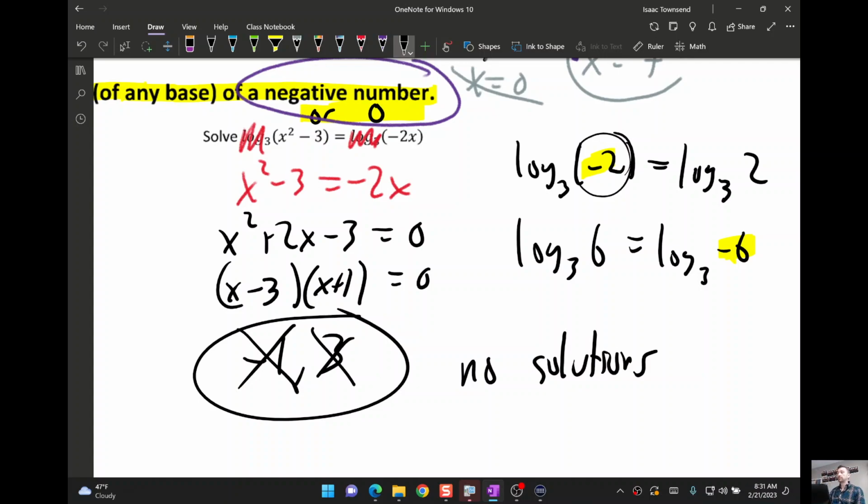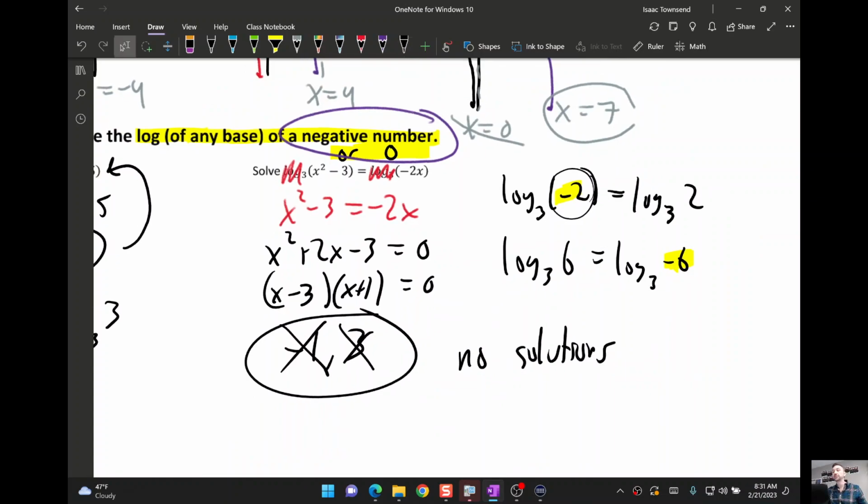So again, what you need to do at the end of a question is train yourself to make sure that none of your answers plugged back in give you the log of 0 or the log of a negative.